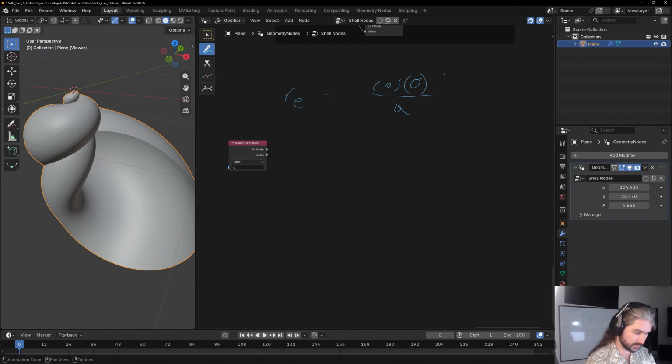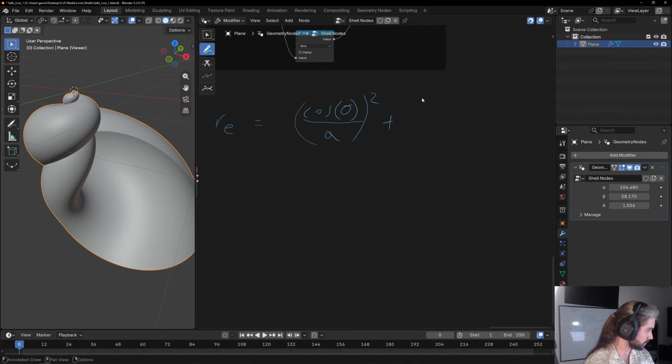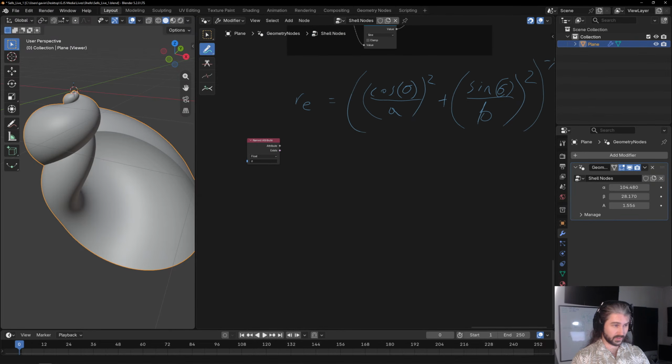All of that squared plus the sine, so the y of sigma, over b, so the other axis, all of that squared, and then all of this to the negative 1/2, equivalent to a square root. So how do we do that in nodes, right?